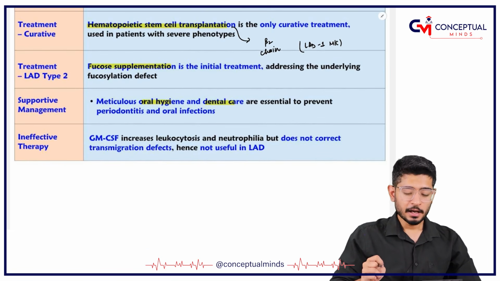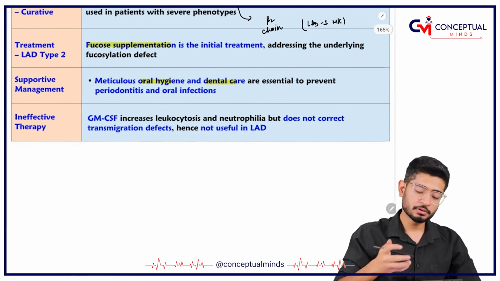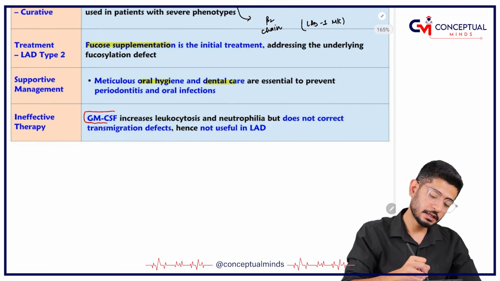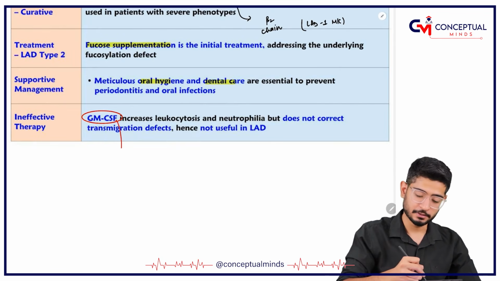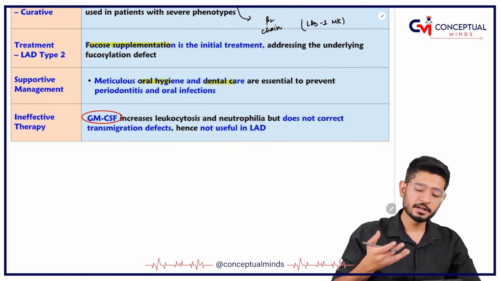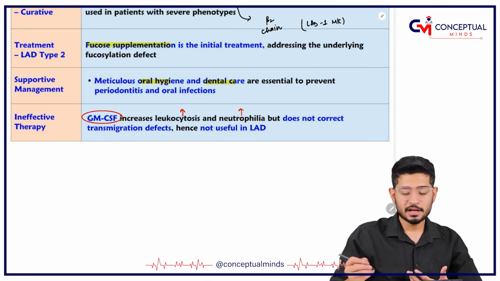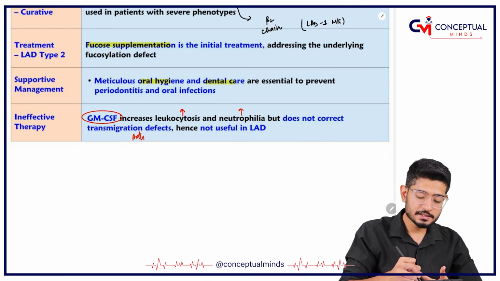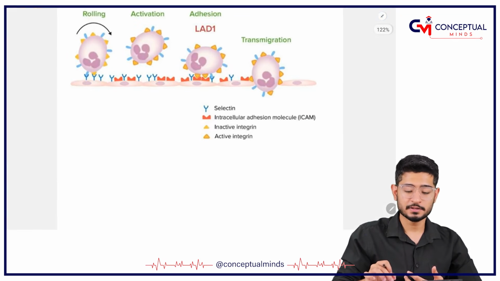And see, a lot of time ago, this question was asked: can you give the GM-CSF, colony stimulating factor? So colony stimulating factor can increase leukocytes, can increase neutrophils, but transmigration, adhesion, all these things are not going to get cured, so there is no point in giving the CSF.